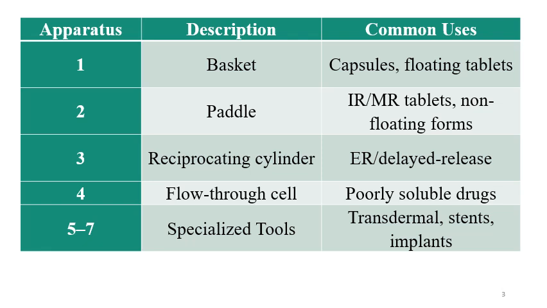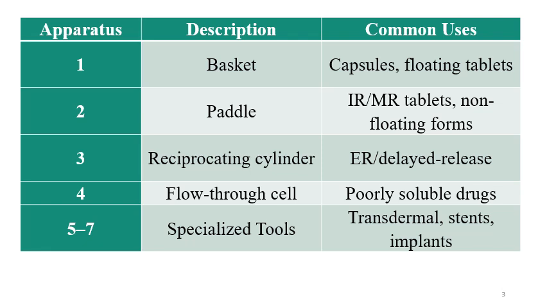and their common uses. Apparatus 1, it is basket apparatus, commonly used for the capsules and tablets, also some of the floating formulations which float in the media. So in basket we need to keep them and perform the dissolution. Apparatus 2, it is paddle apparatus. It can be used for immediate release, modified release, and for some of the non-floating formulations.